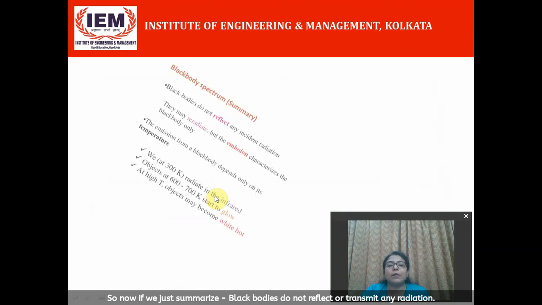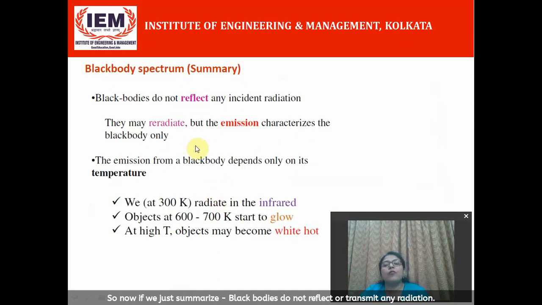Now if we summarize, black bodies do not reflect or transmit any radiation. They absorb the radiation and they re-radiate the radiation. But the emission characterizes the black body only, and the emission from a black body depends on its temperature. At room temperature, different bodies radiate in the infrared region. Objects at around 600 to 700 Kelvin start to glow, and at very high temperature, the objects may become white hot.